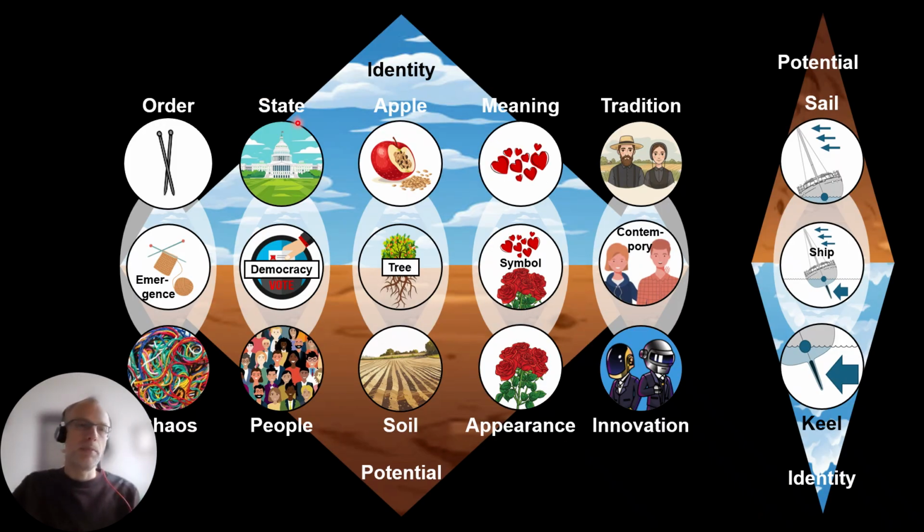Now we looked at three examples of the apple, the state, and the meaning coming together with the potential of the people, the soil, and the appearances, forming democracies, trees, and symbols. But now let's look at a totally different example, because identity doesn't always come from above and the potential doesn't always come from below. For example, when you have a sailing ship, the potential actually comes from the wind. The wind carries the potential to blow the ship to another place, to wherever it wants to go. So this is where all the potential comes from.